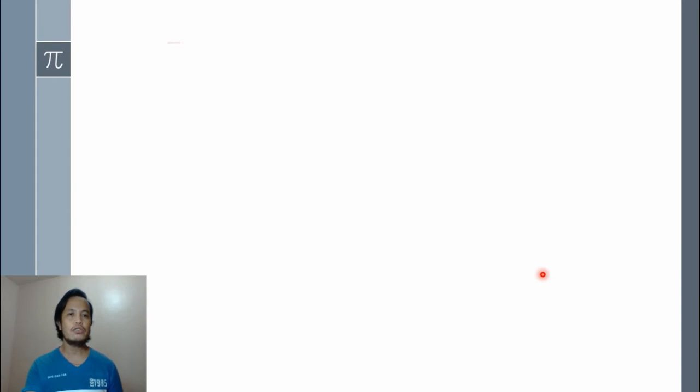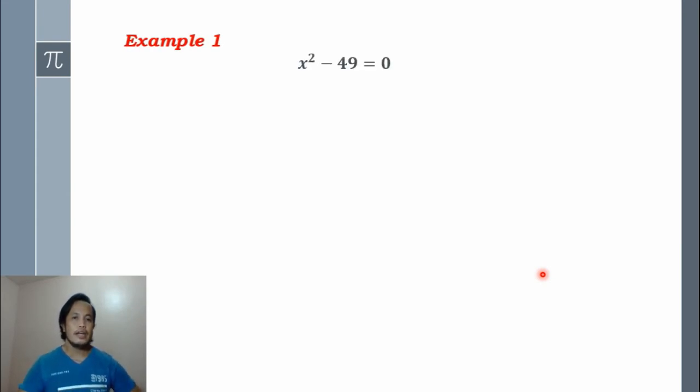So let us proceed to example number 1. For example, you are given x squared minus 49 equals 0, and of course, we are going to solve for the value of x. So what value of x will make this equation a true statement? What we need to do in this equation is use extracting square root, because 49 is a perfect square, and of course, x squared is also a perfect square.